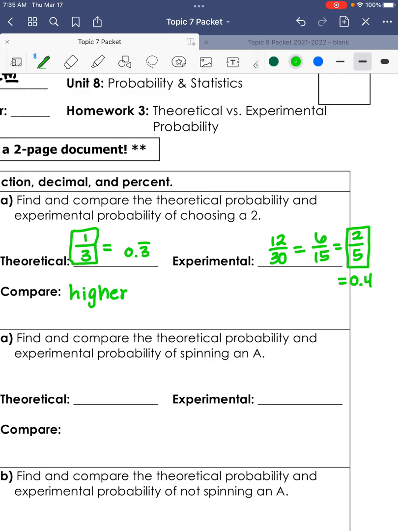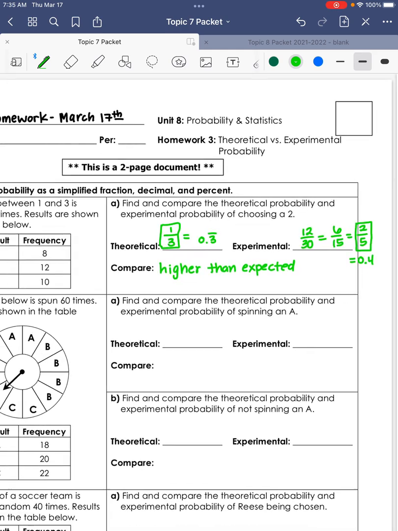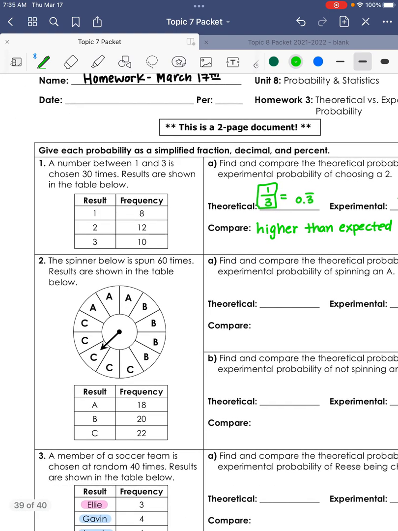So higher than expected. So what I know is that when we did choose the numbers between 1 and 3 30 times, we chose 2 12 times, and that was more times than I would have expected it to be chosen based on the theoretical probability. Okay, let's move on to number 2.